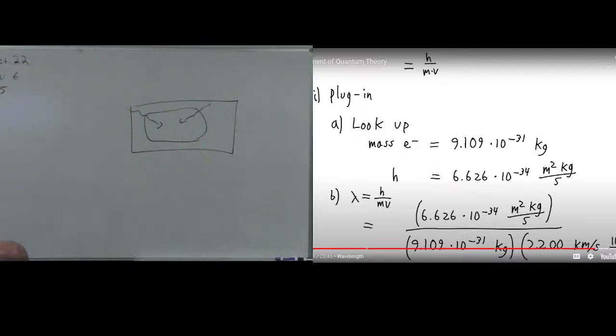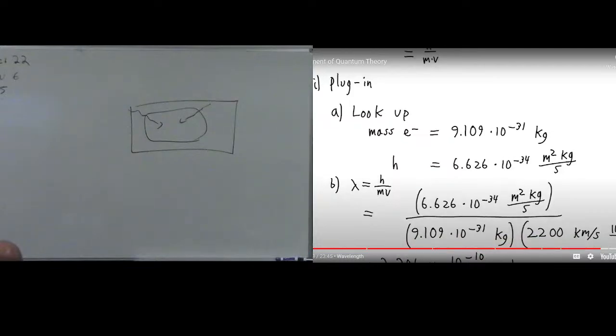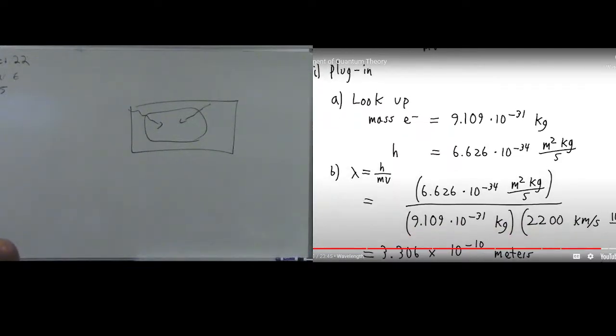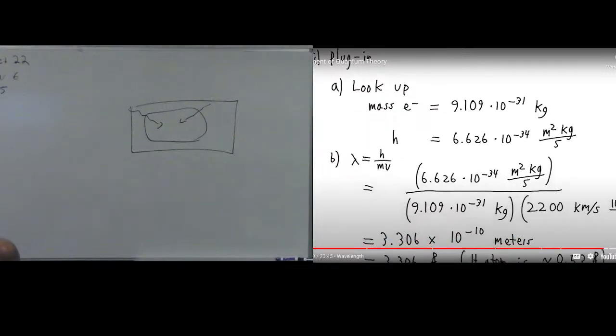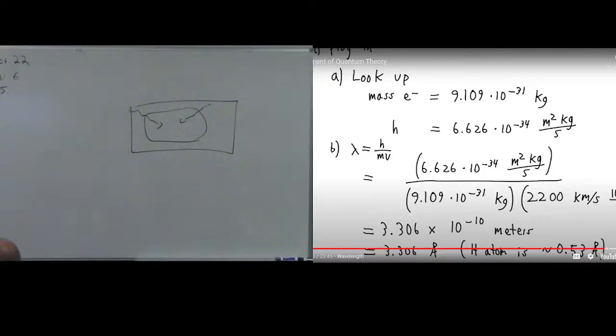And just a last bit of tidying up. Since we're talking in meters and Planck's constant, we'll go ahead and convert this kilometers into meters here. So now this meters will cancel out one of these meters squared. Kilograms will cancel out kilograms. Per seconds will cancel out per seconds. And we'll get units of meters, which is what we were looking for. We're trying to find a wavelength, so we definitely want to get units of length. And it comes out to 3.3 times 10 to the negative 10 meters, or 3.3 angstroms.